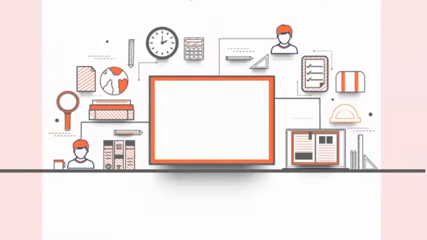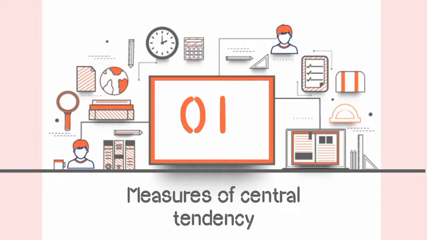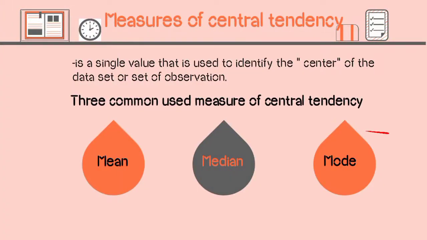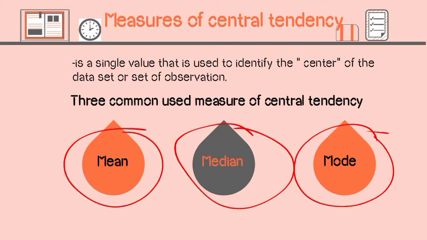So, number one, content of data management is measures of central tendency. Measures of central tendency is a single value that is used to identify the center of the data set or set of observations. Three commonly used measures of central tendency are the mean, median, and the mode. So, let's find out what are the mean, median, and mode.